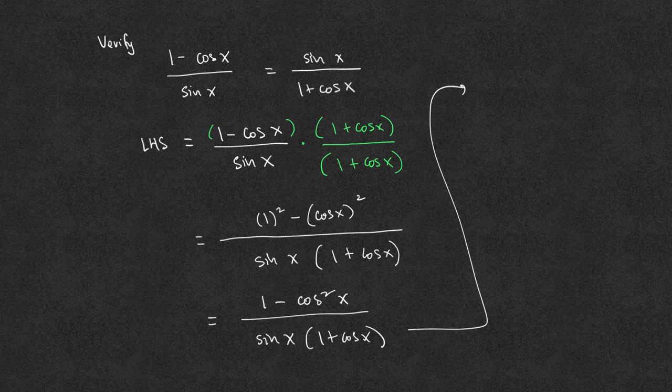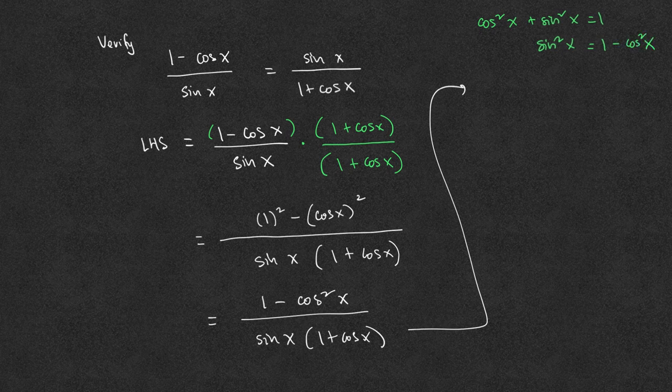Now, the next step is probably the more challenging part in establishing an identity, and that is we need to be able to recognize the variations of any prior identity that we know. For example, the trigonometric identity that we know, the basic Pythagorean identity, is cosine squared of x plus sine squared of x equals 1. So we need to be able to recognize that sine squared of x equals 1 minus cosine squared of x somehow.